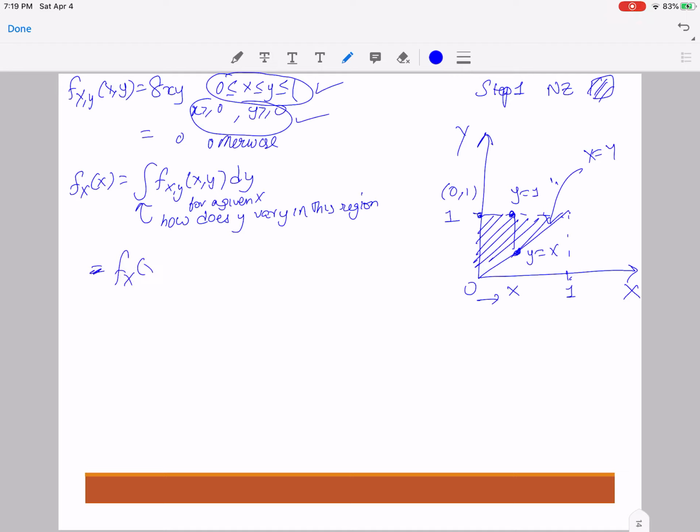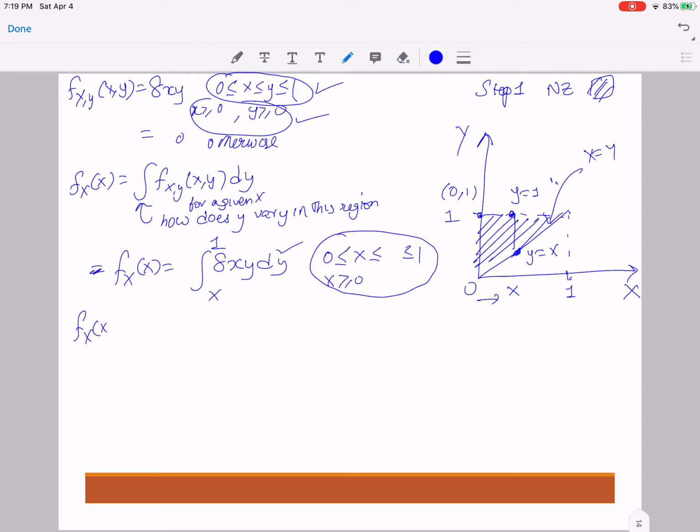So the PDF of x is obtained by integrating 8xy with respect to y. The limits are from x to 1. Now, since I have integrated y out, I'll eliminate y from the region of non-zero probability. Whatever equation I get will be the marginal PDF of x, which will be non-zero for this region.